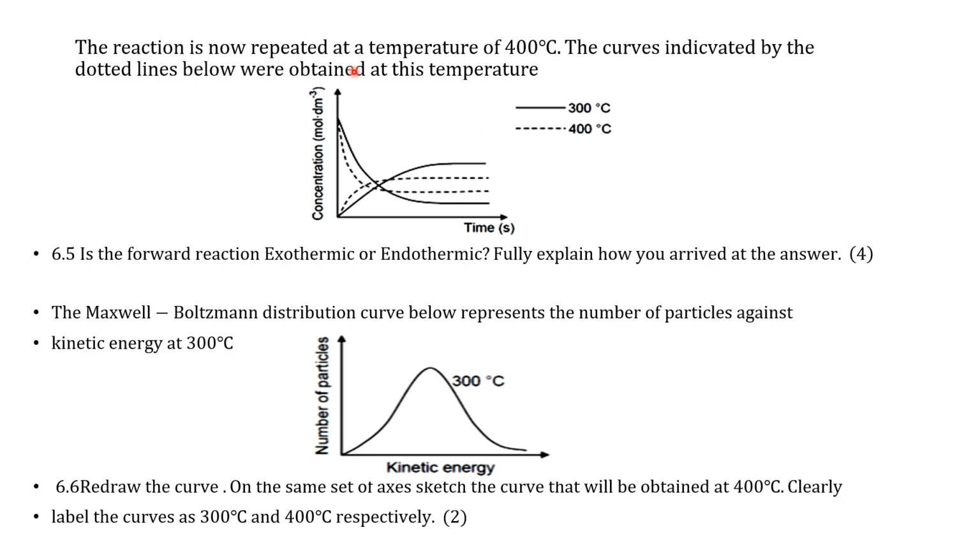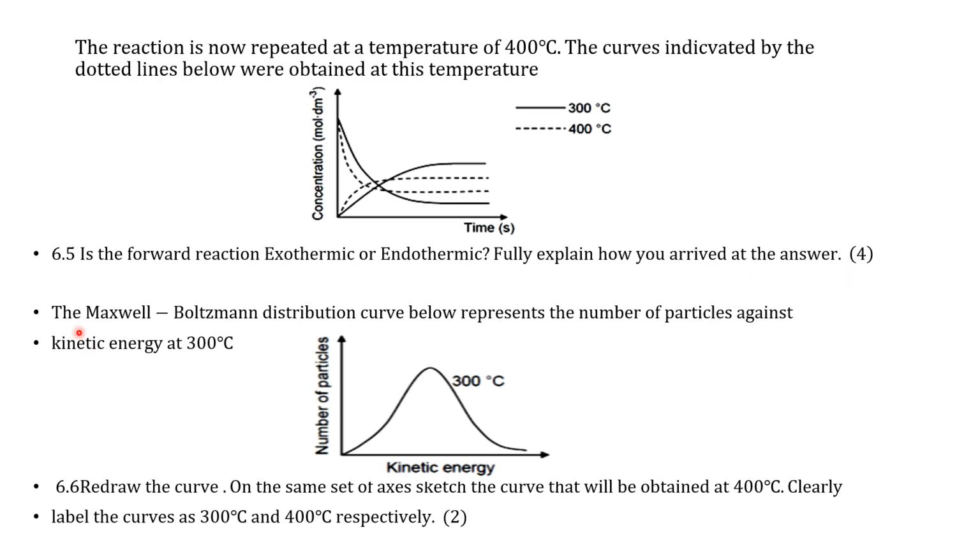The reaction is now repeated at a temperature of 400 degrees Celsius. The curves indicated by the dotted lines below were obtained at this temperature. So the solid line there is at 300 degrees and the dotted lines are at 400 degrees. Now they want to know, is the forward reaction exothermic or endothermic? Fully explain how you've arrived at this answer for 4 marks.